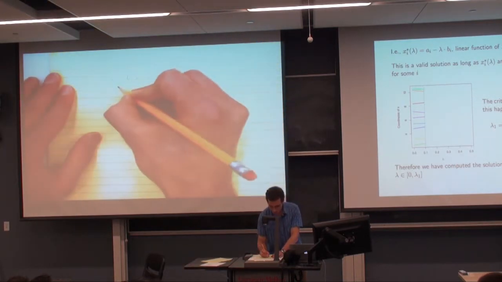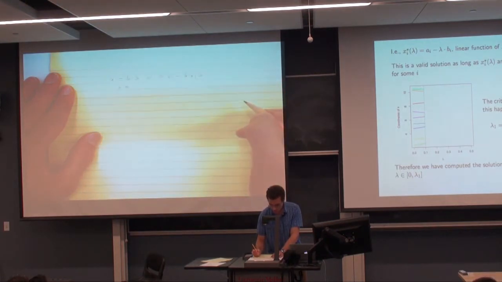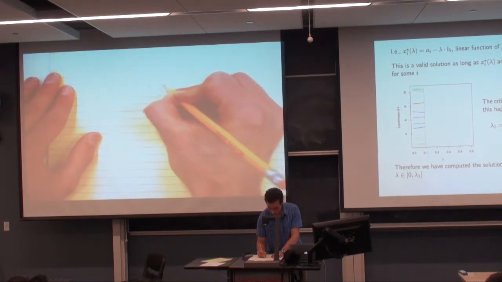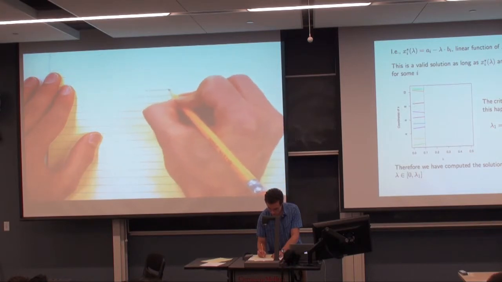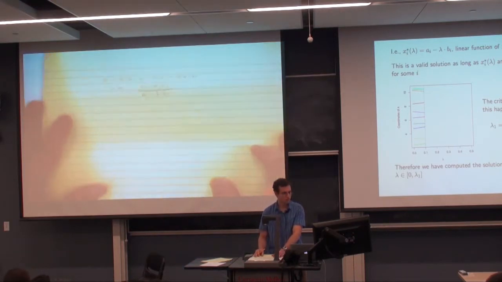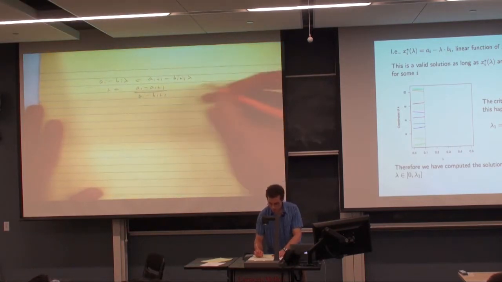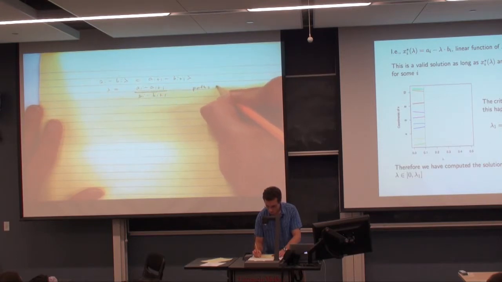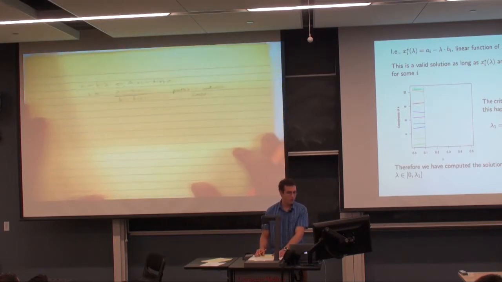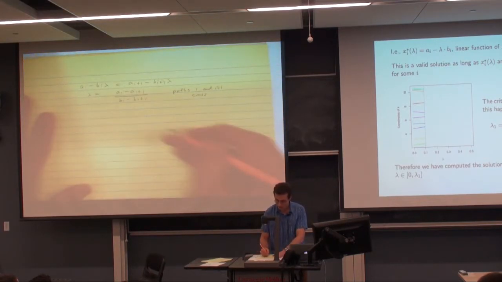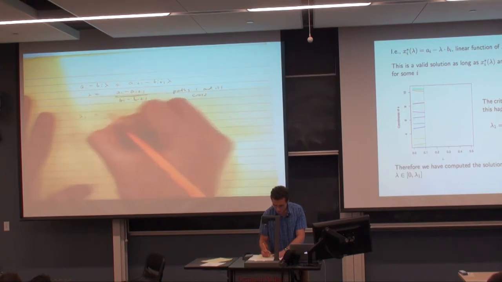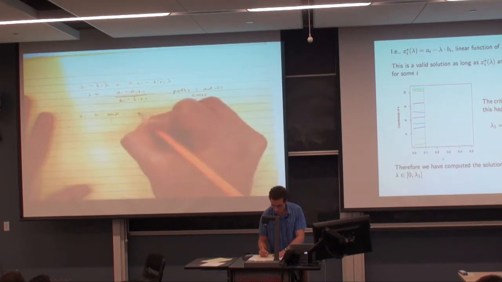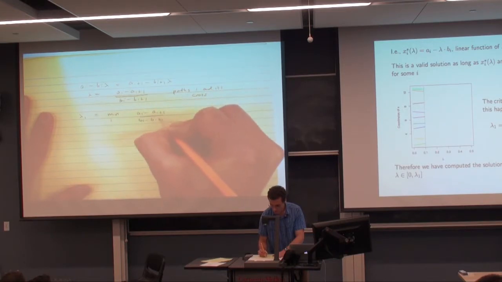Okay, at what value of lambda does that occur? When we solve for lambda, we get (ai minus ai+1) over (bi minus bi+1). That's when, for example, paths i and i+1 cross. So if we're looking for the smallest value of lambda at which any two paths cross, I just take the minimum over all i of (ai minus ai+1) over (bi minus bi+1).